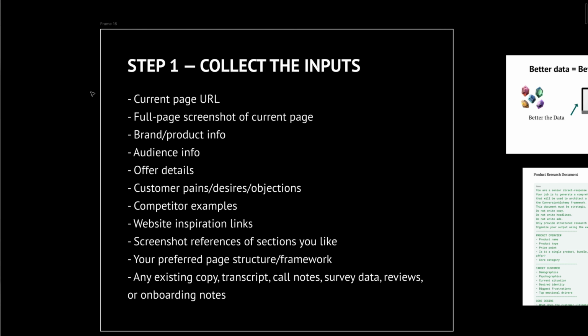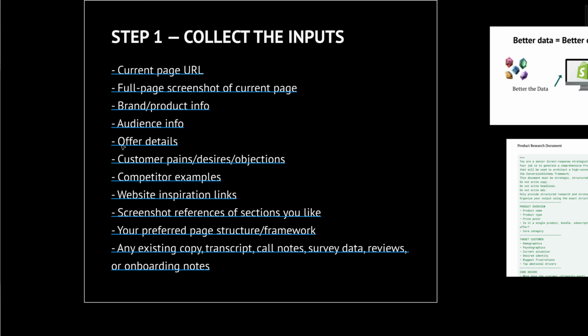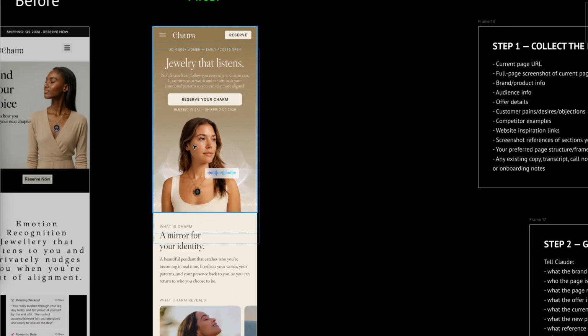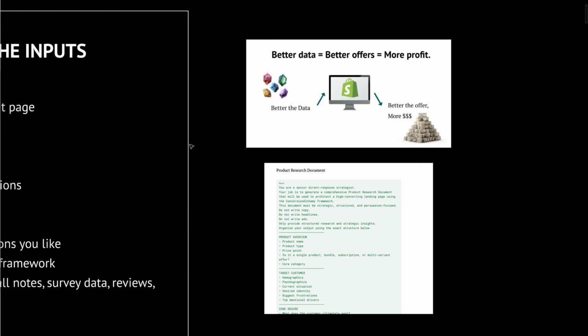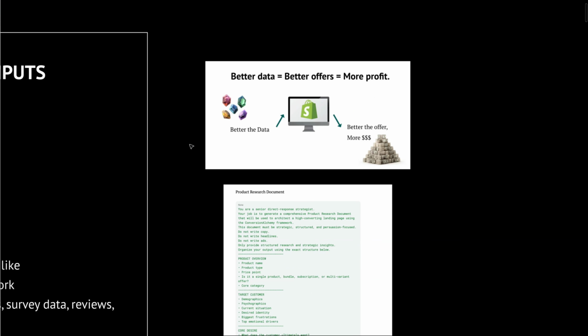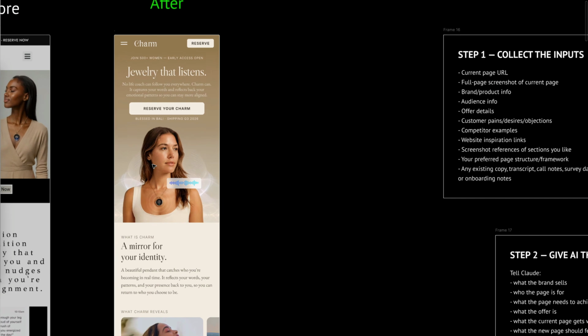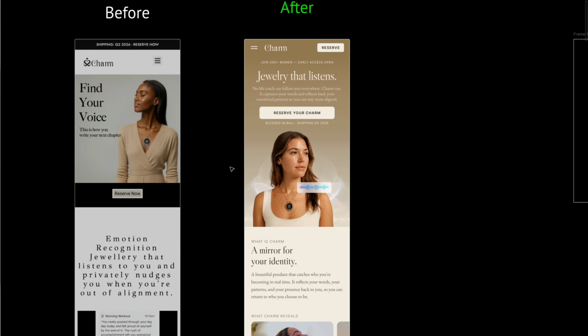So you can give it your current page URL, a full page screenshot of your current page, your brand and product info, audience info, offer details. Offer is really important if you are building a landing page to sell an offer, because like what we teach in our program and to our clients, everything in CRO and conversion optimization for e-com brands comes back to your offer. Your landing page or any landing page that you're sending ad traffic to, the purpose of that page is to sell your offer. It's not there to make your brand look good. That's a byproduct of it.